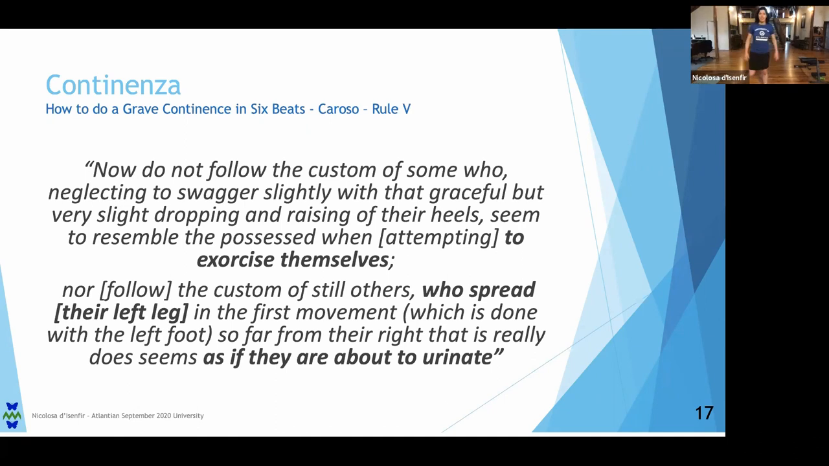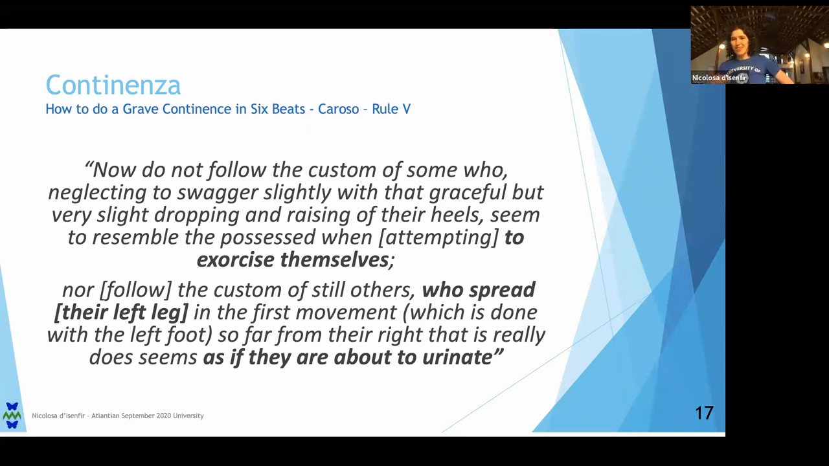Thank you, Caroso. We cannot mention what happens when a fine lady is lifting up her dress, but no problem to say, sure, spread those legs and you are about to urinate yourself in doing the continenza.